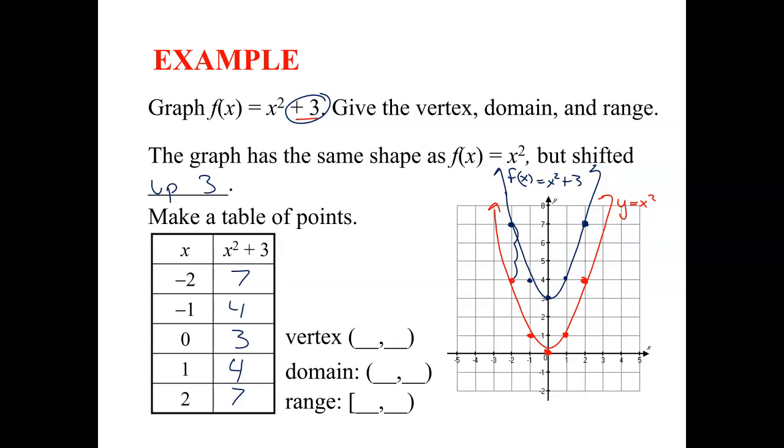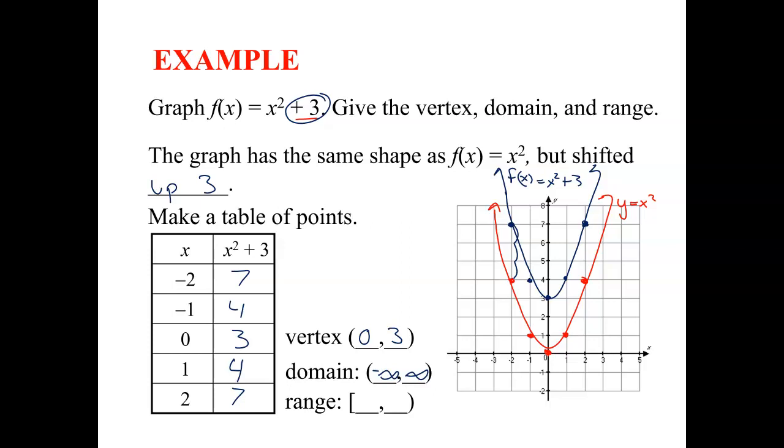Okay. So based on my new graph in blue, my transformed function, what's the new vertex? 0, 3. Anyone remember the domain of our quadratic function? That's all my x values. All of our polynomials will be negative infinity to infinity. Okay? So that one's going to be easy. It's always going to be all real numbers.